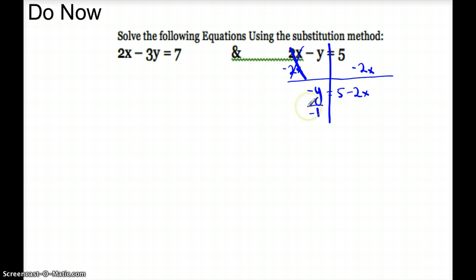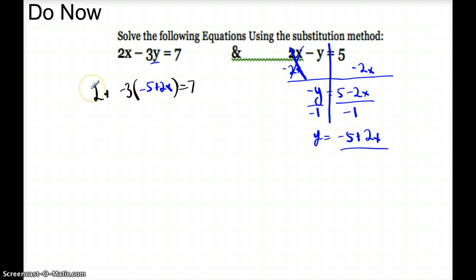And I'll divide by -1. Divide everything by -1, the 5 and the 2. So y equals negative 5 plus 2x. Now, this one, I usually put the 2x in front, but because I'm not graphing it, I don't need it in slope-intercept form, not that important. So here's my y value. So instead of this y, I'll have negative 5 plus 2x. That is my y value. I'll bring down the rest of it. The -3 in front, the equal 7 in the end, and then the 2x in the beginning.